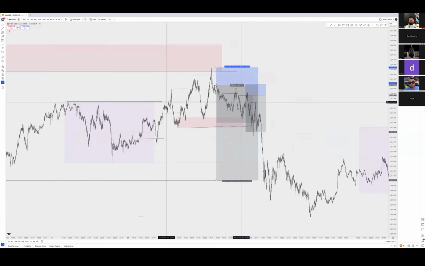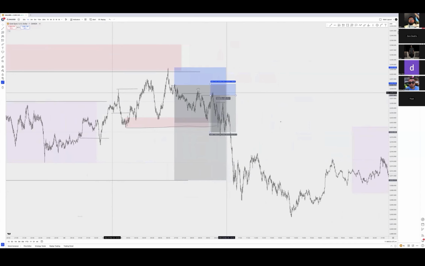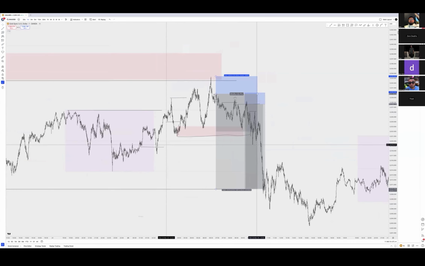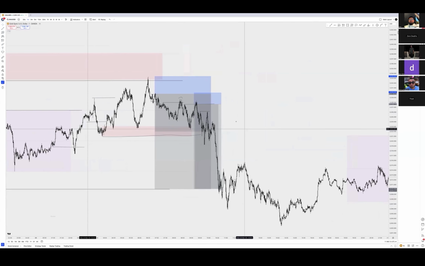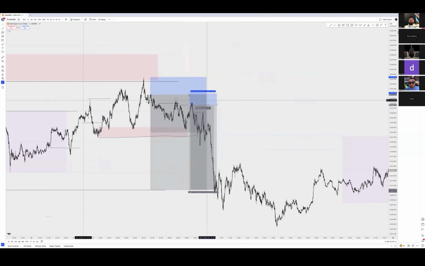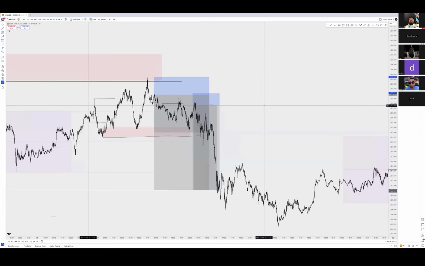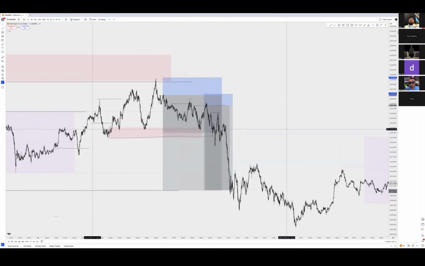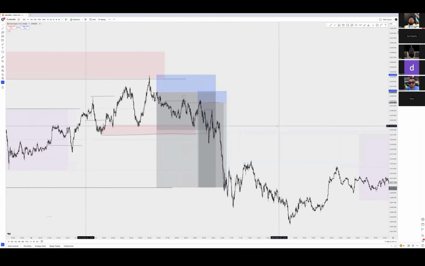And then you get a decent RR as well, right? You get a 1 to 5 out of that. This one as well, you get a nice 1 to 7. I would recommend taking partials though, or at least going break even as soon as this low is taken out, or at least reduce your stop, right? Because it makes sense too. But yeah, pretty much that was for New York on Monday.